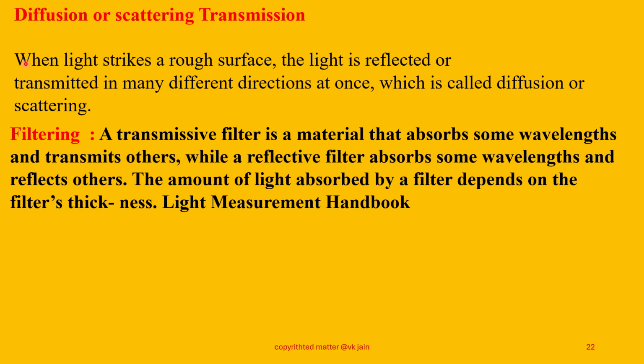Now, when light strikes a rough surface, friends, the light is reflected or transmitted in many different directions at once, which is called diffusion or scattering. Filtering. A transmissive filter is a material that absorbs some wavelengths and transmits others, while a reflective filter absorbs some wavelengths and reflects others. The amount of light absorbed by a filter depends upon the filter's thickness, as per the light measurement handbook.